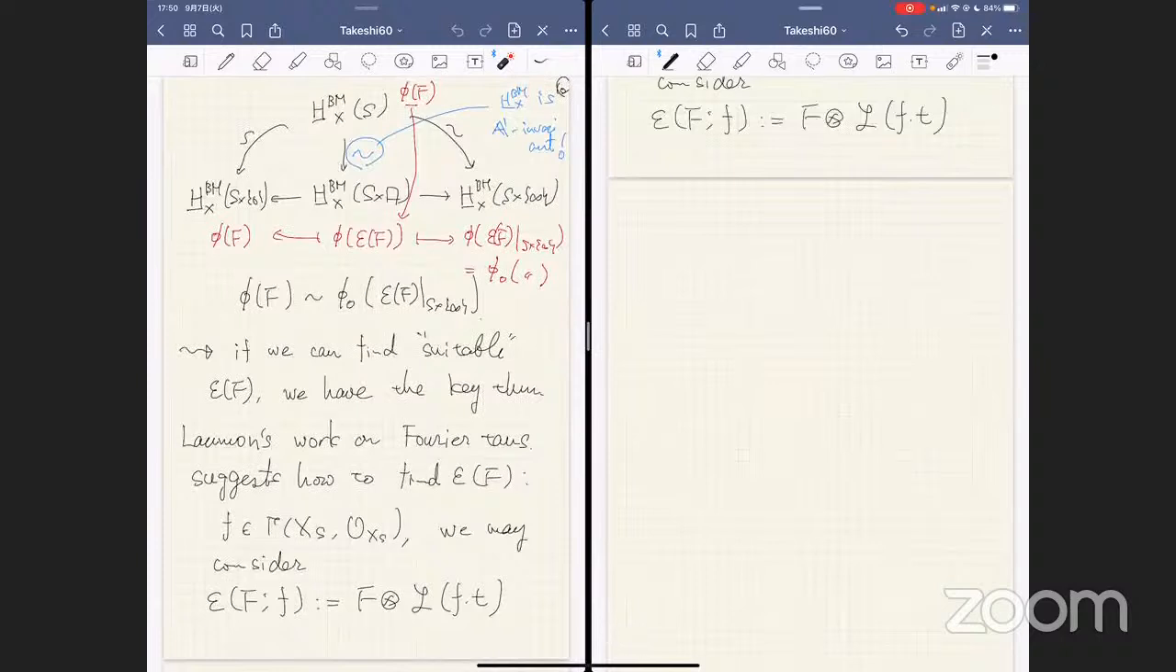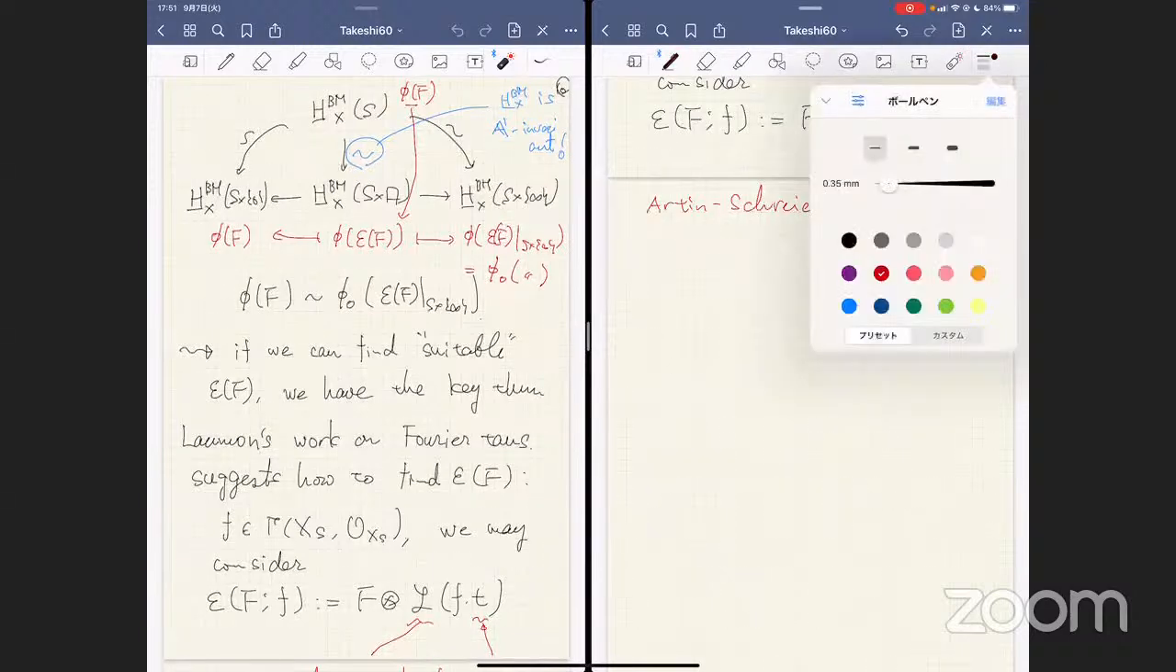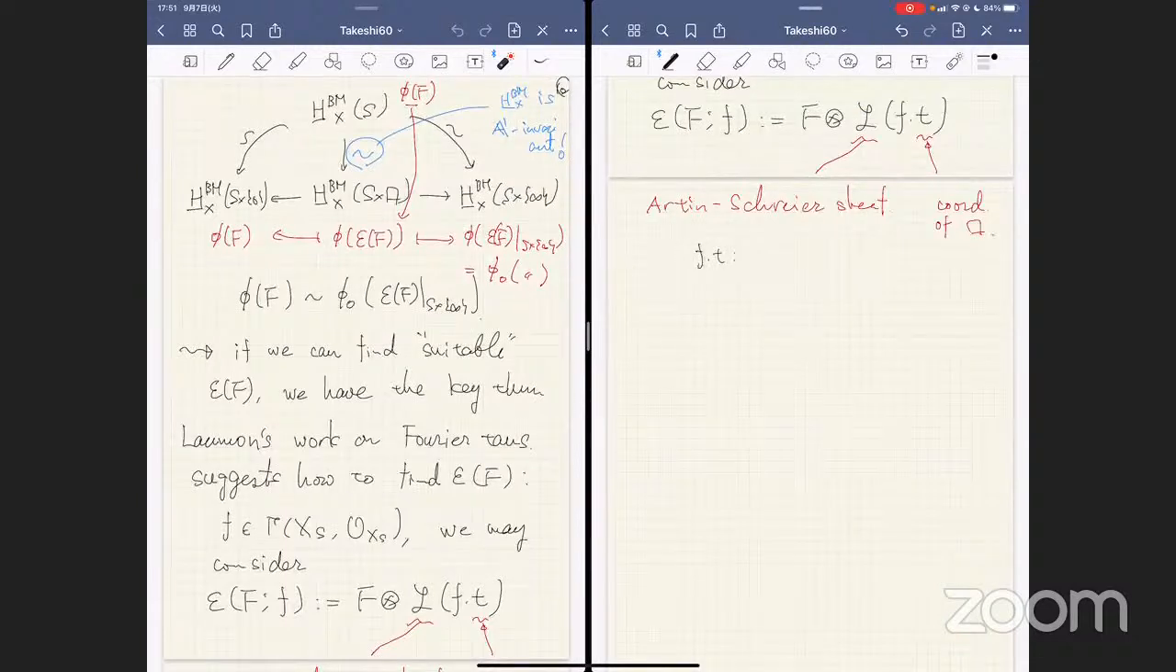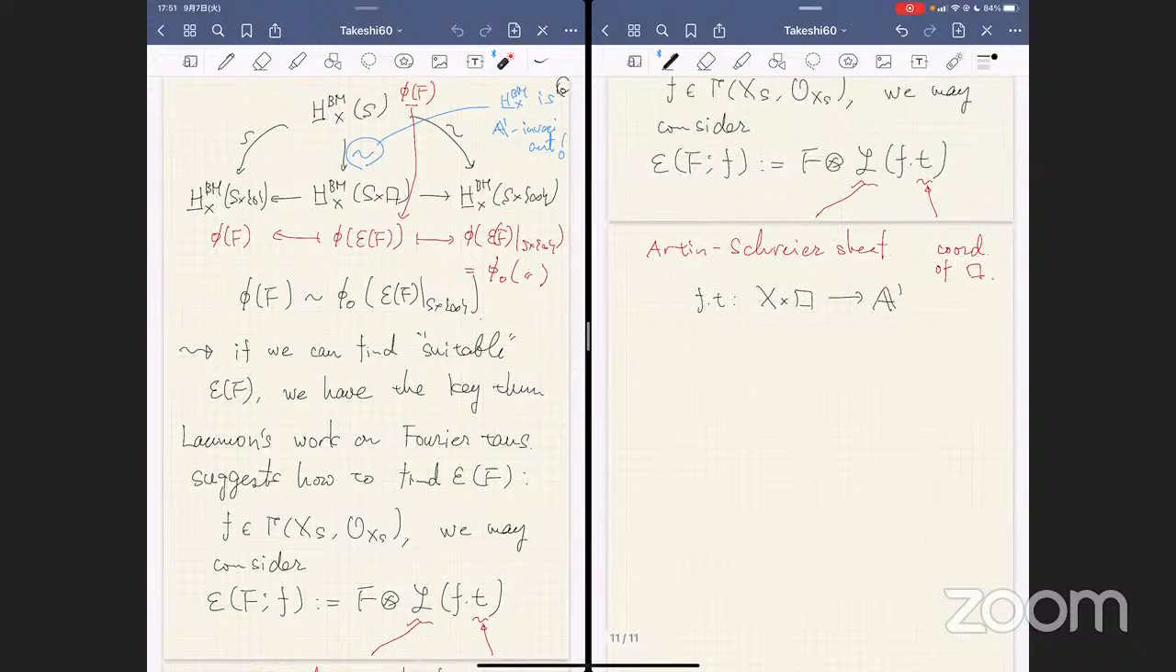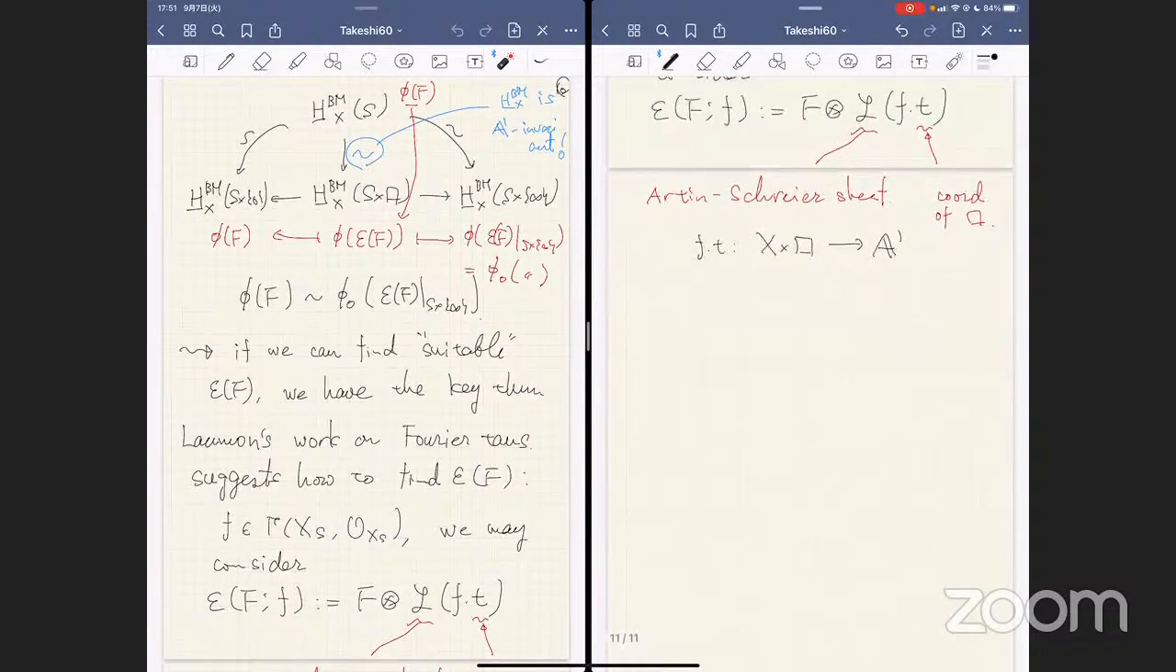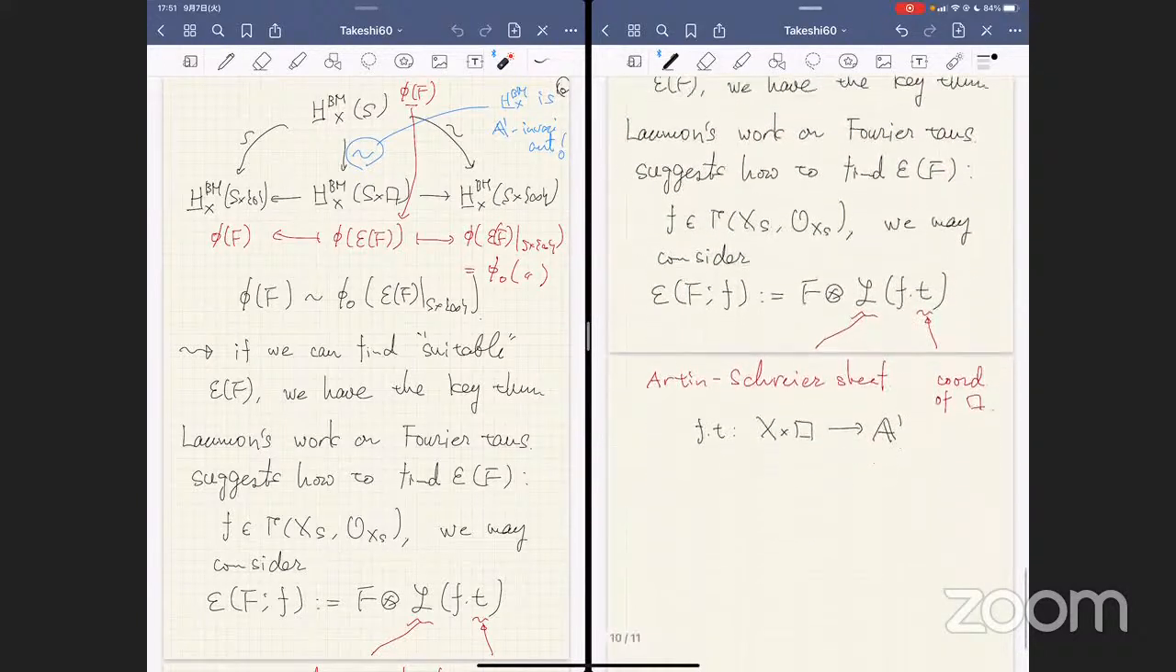Here L is the Artin-Schreier sheaf. So I'm fixing some non-trivial additive character, and T is a coordinate of box. So F times T defines a map from X cross box to A1. And the pullback of the Artin-Schreier sheaf on A1 is denoted by this guy. So we have to show that this deformation is enough information to show the key theorem.